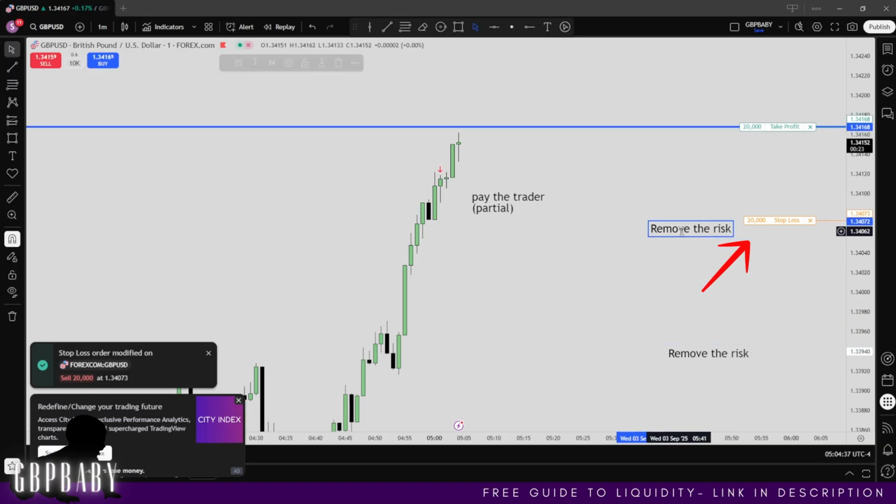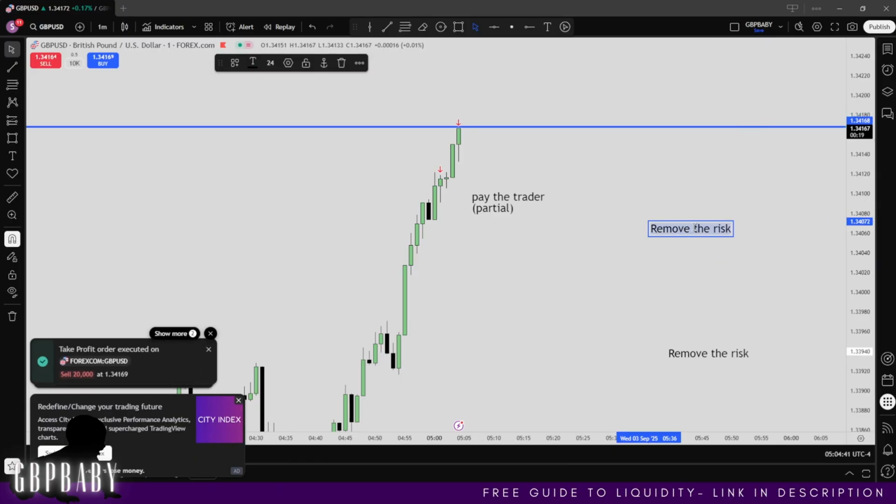Again, this is the beauty of trading. As soon as you put the stop loss above your entry, you can relax. And then yeah, it delivered very nicely. I was very happy with it, and I hope you found this insightful.